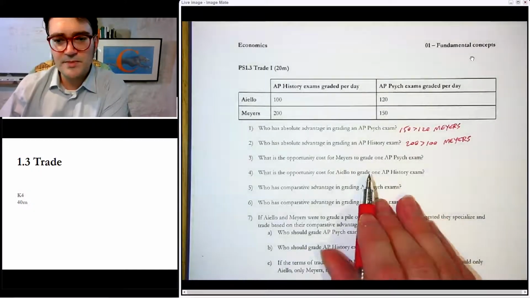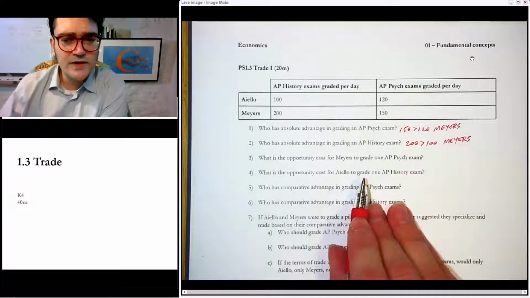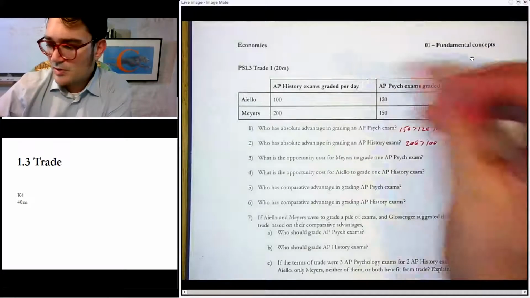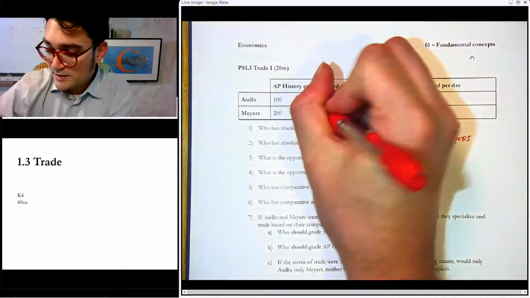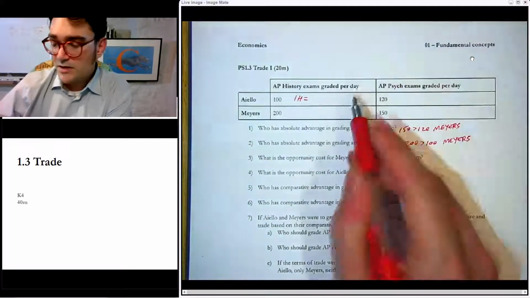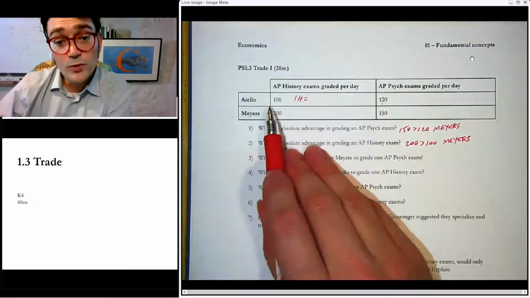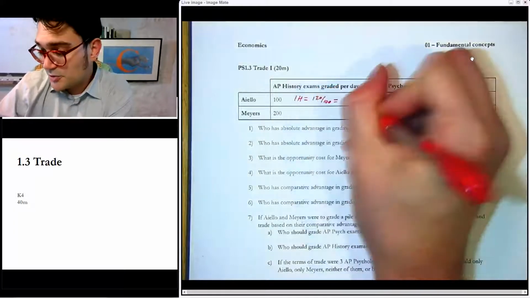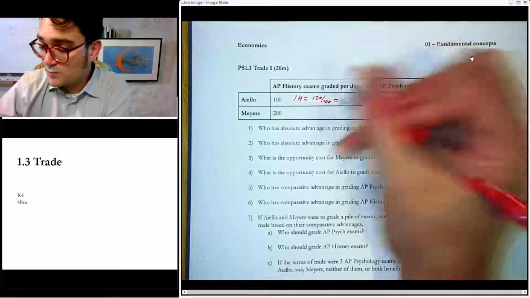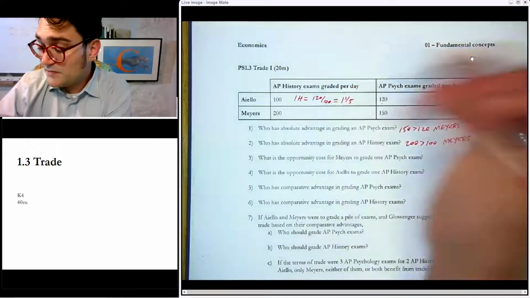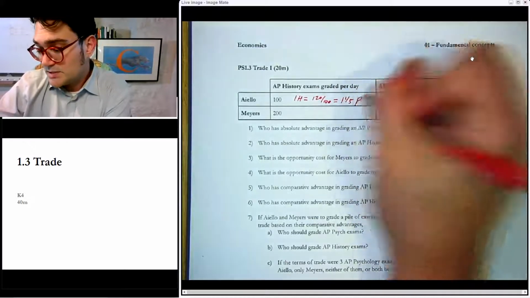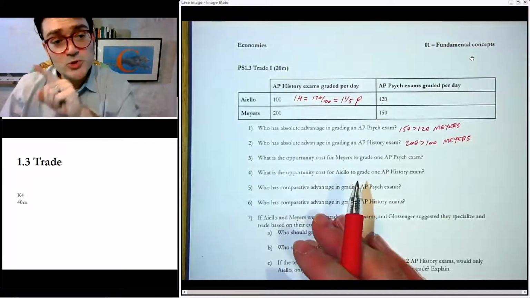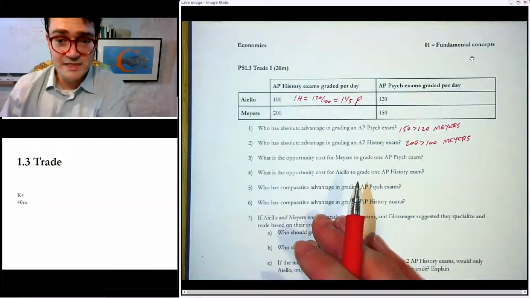What's the opportunity cost for Myers to grade one psych test? What's the opportunity cost for Aiello to grade one history? To do that, we're going to set up that comparative advantage table. So remember, one history equals, because we're in the history column, the outside number, 120 over 100. And that is equal to 6 over 5, which is 1 1/5 psych exams. So what we're saying is that every time Aiello grades a history test, he gives up the opportunity to grade 1 1/5 of a psych test.